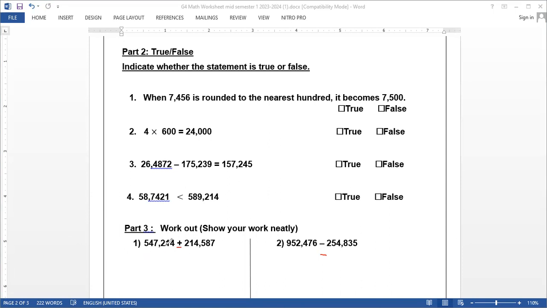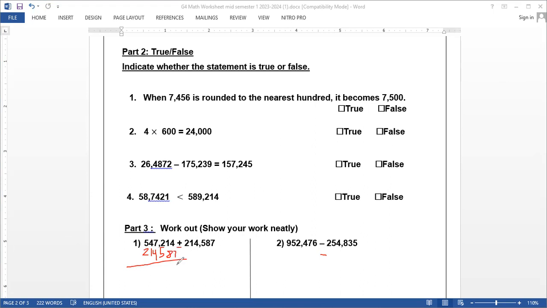And here we have to put this number: 2, 1, 4, 5, 8, 7. Now then you add from the right. Focus to add from the right. The ones with the ones, the tens with the tens, the hundreds with the hundreds.